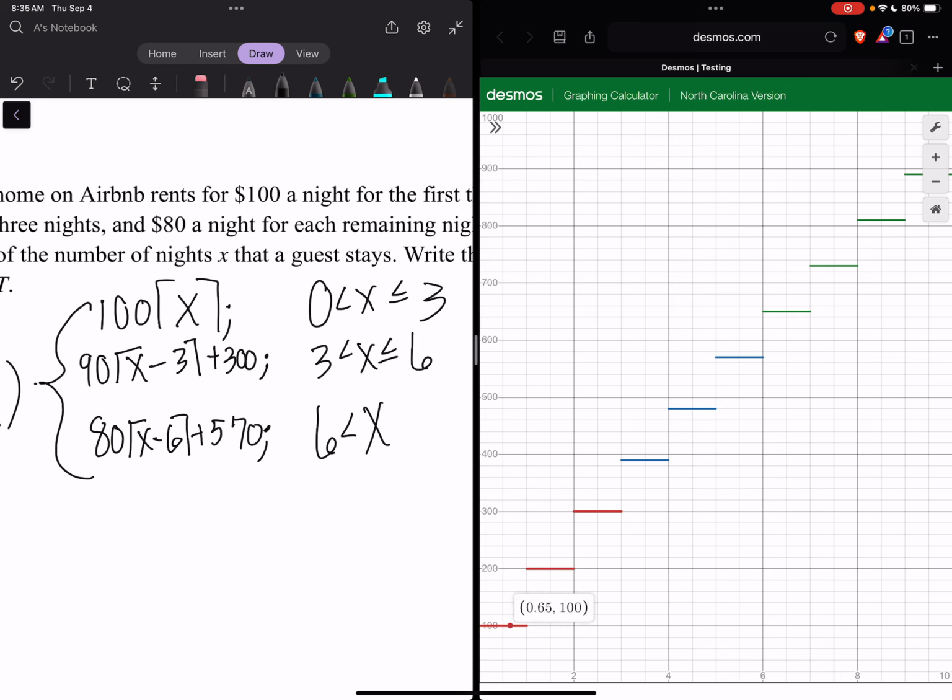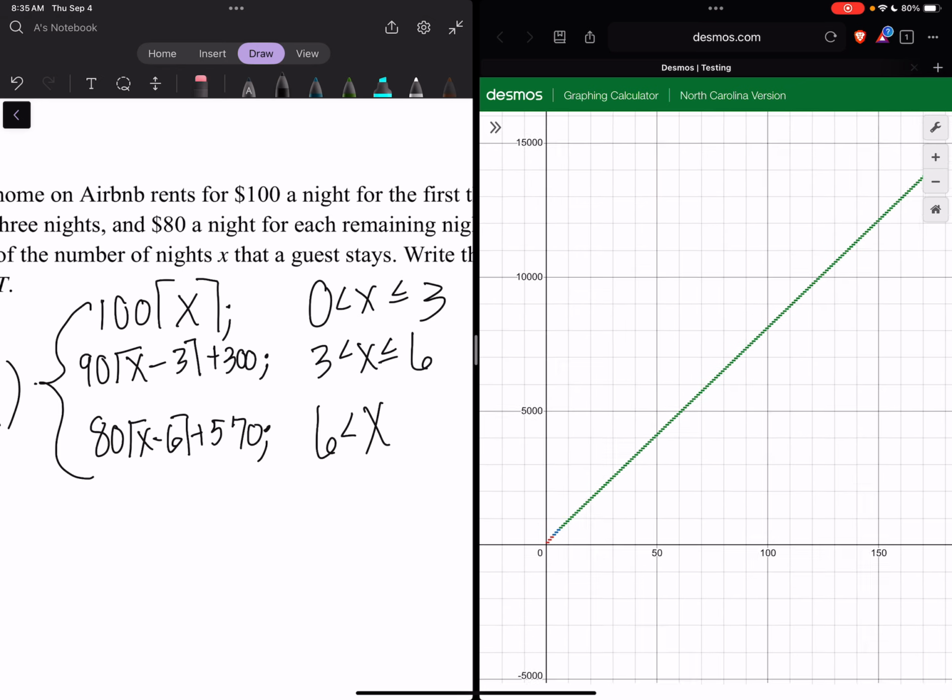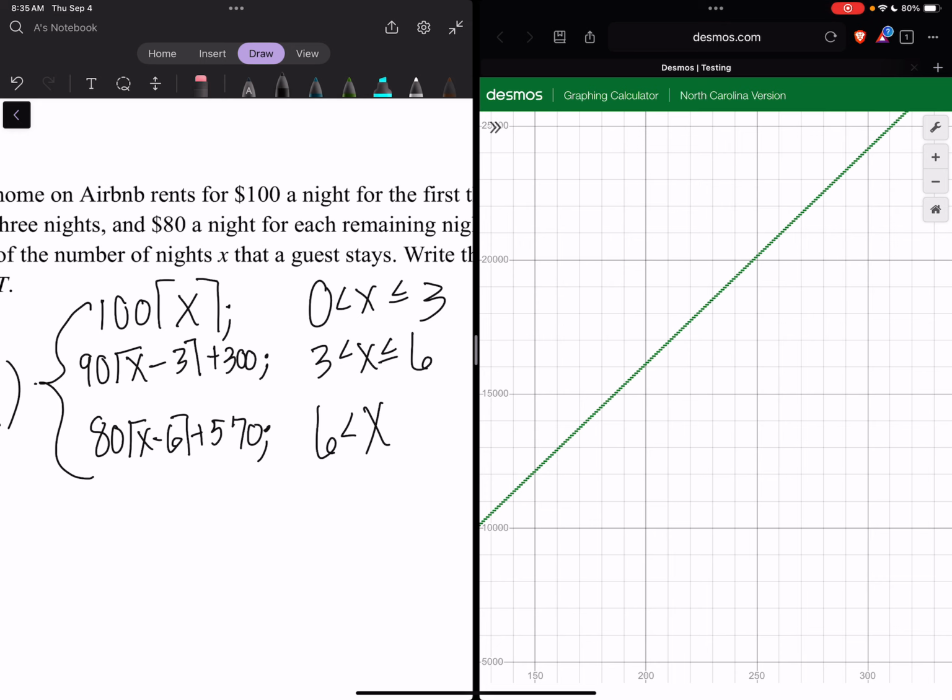So up to night 1 is $100. After 1 night is $200. After 2 nights is $300. After 3 is $390. After 4 is $480, and so forth. And I can do this to infinity. So if I spend 300 nights in this hotel, okay, well I can't put it there, but that's 300. I can spend $24,090 staying here. Okay, that's how you do a ceiling function in Desmos.